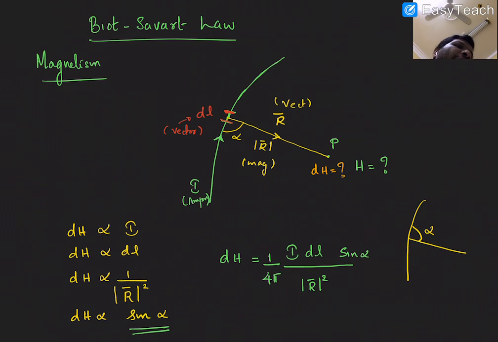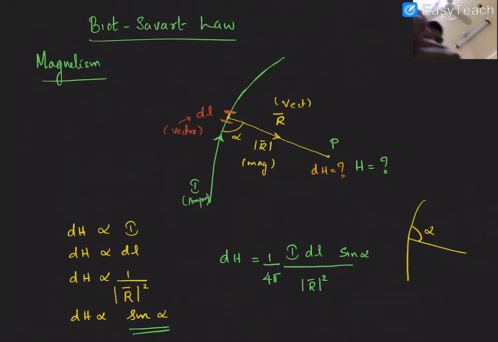Now what is the direction of this magnetic field? This can be given by using the right hand thumb rule. Let us see here. This is my thumb, and my thumb will point in the direction of the current, and you fold your other fingers, then that will give you the direction of the magnetic field.